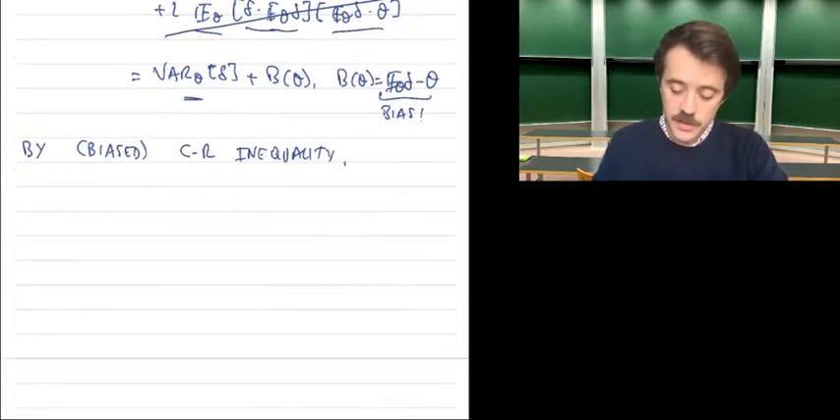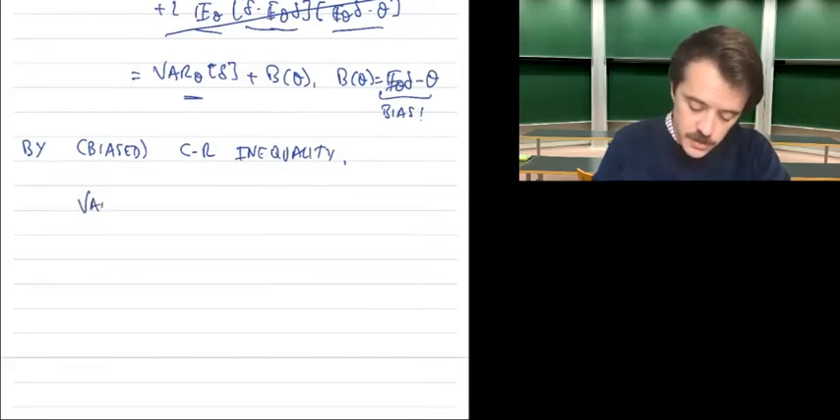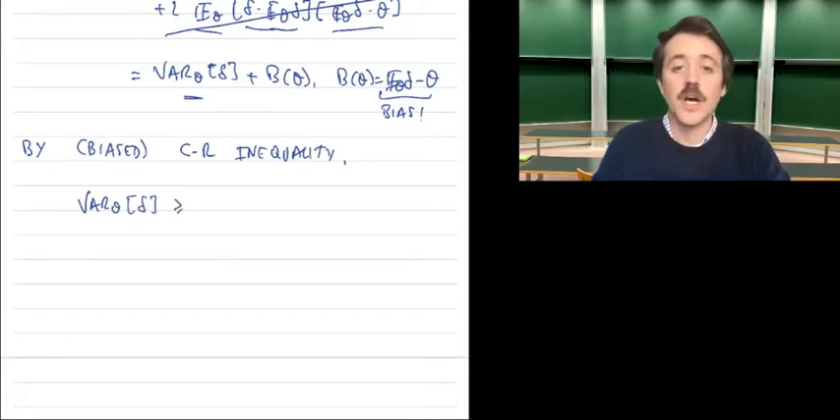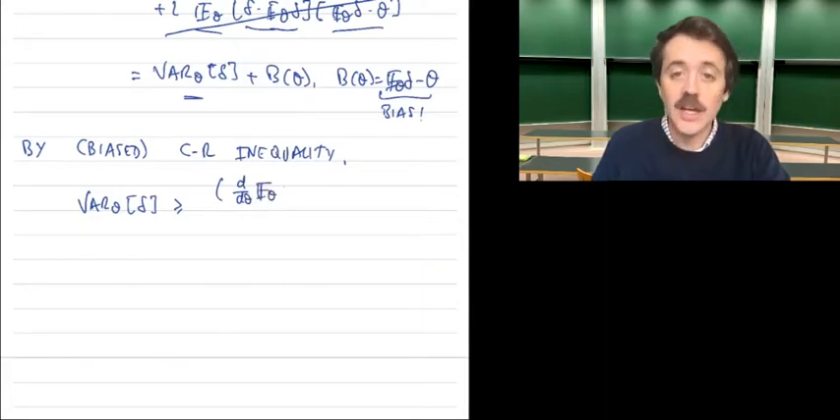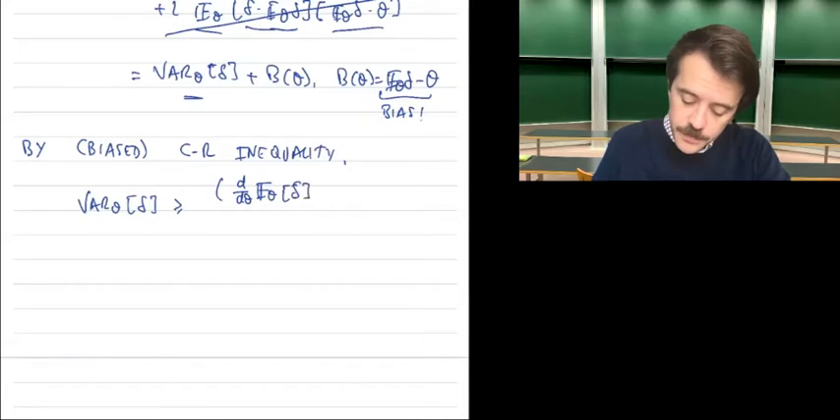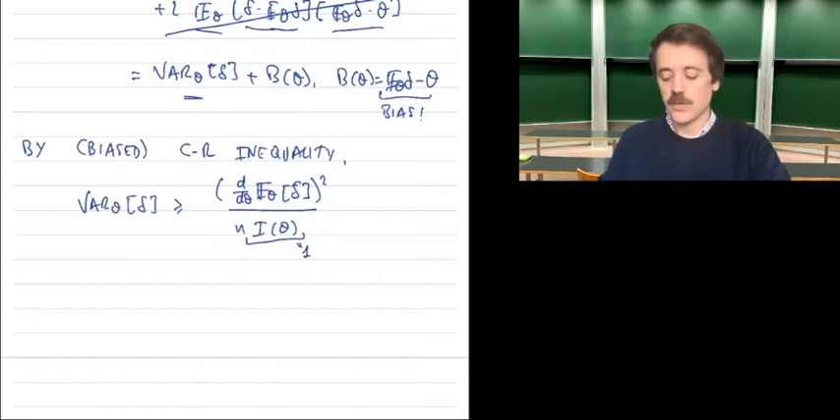Okay, we get that the variance that we are considering there is bounded below by the derivative with respect to theta of the expectation under theta of the delta, squared, over n times the Fisher information matrix, which in this case is just a scalar. And not only a scalar, but it's actually 1 if you check your example sheet.